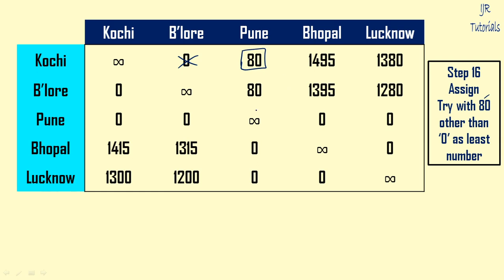So 80 Pune already assigned, so the remaining zeros we have to cancel. And Bangalore second one, yes, we can directly assign here, cancel. Pune 2 zeros, Bhopal 2 zeros, like that. So column process, Kochi, Bangalore, so yes, Bangalore 1 zero is there. Bhopal 2 zeros, Lucknow 2 zeros. So again row process, Bhopal, yes, 1 zero, and the remaining Lucknow 1 zero. So again assignment completed. So 5 assignments completed.